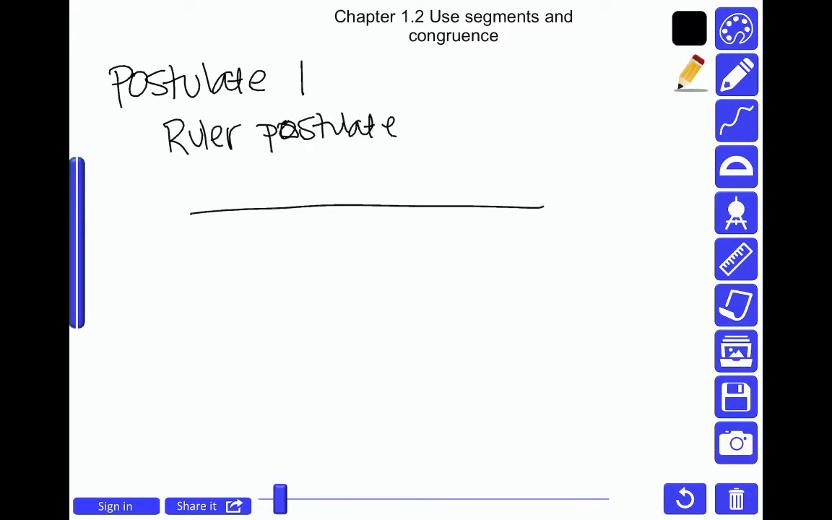Essentially what this is telling us is that if we have a line here and we have point A and we have point B, each of those points has a coordinate value. And the ruler postulate says that that coordinate corresponds to the point. So then we can now talk about distance. And distance is the absolute value of the difference between the two coordinates. Why absolute value? Well, because distance is always positive.